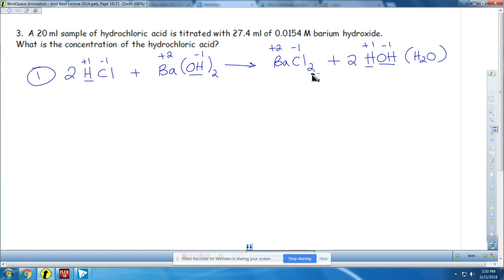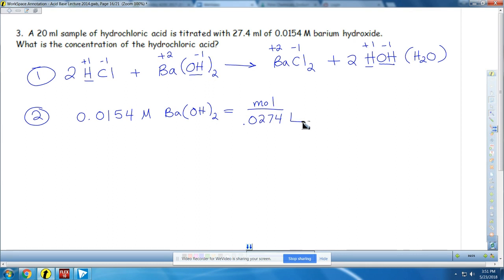All right. Step 2. There's always one solution that you'll know the molarity and volume. It happens to be, in this case, the barium hydroxide. It's 0.0154 molar barium hydroxide. Molarity is moles per liter. And I know the volume, 0.0274 liters. We do have to switch that volume to liters.